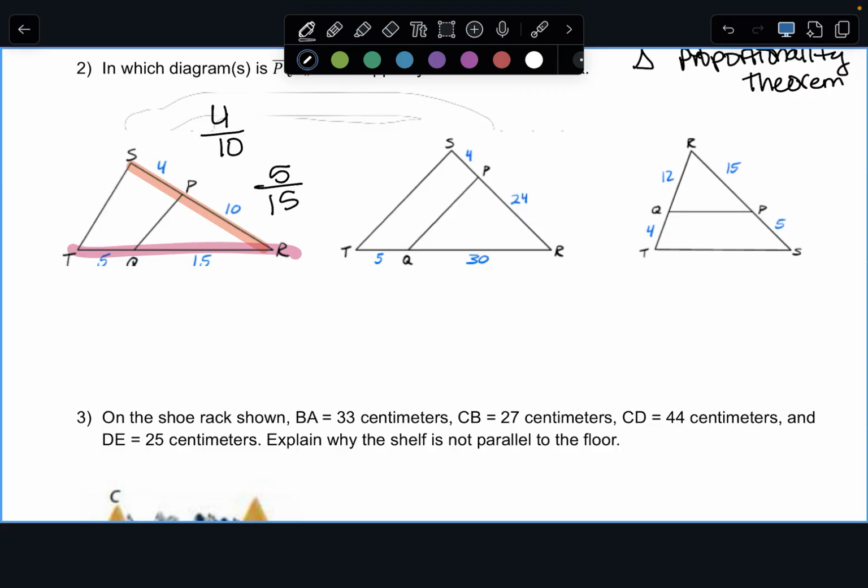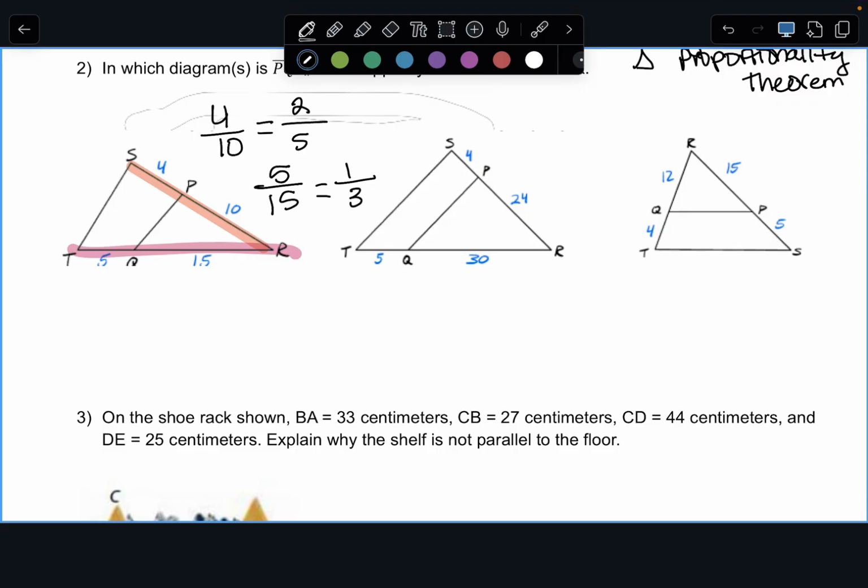This one, let's reduce these fractions. I could set them equal and cross multiply. Let's reduce them. 4 and 10, what can I divide both of those by? 2. 4 divided by 2 is 2. 10 divided by 2 is 5. And then for 5 and 15, what can I divide both of those by? 5. 5 divided by 5 is 1. 15 divided by 5 is 3. And these are now both fully simplified fractions.